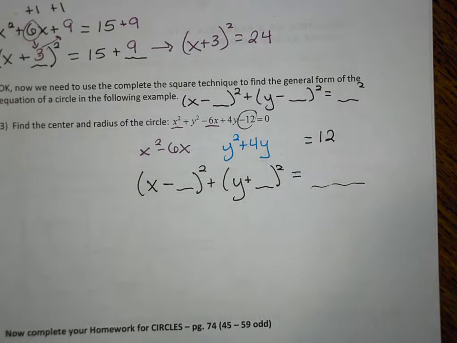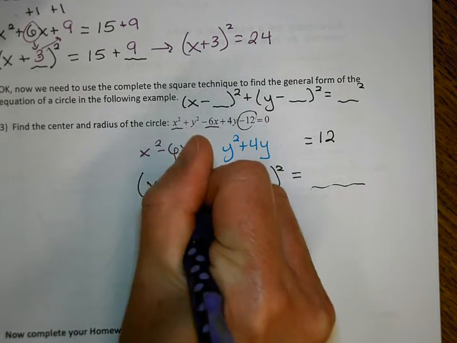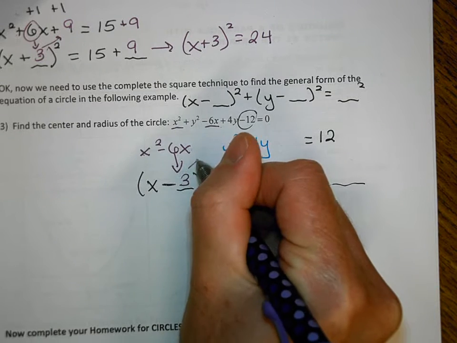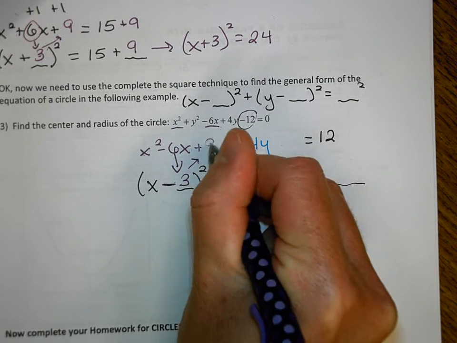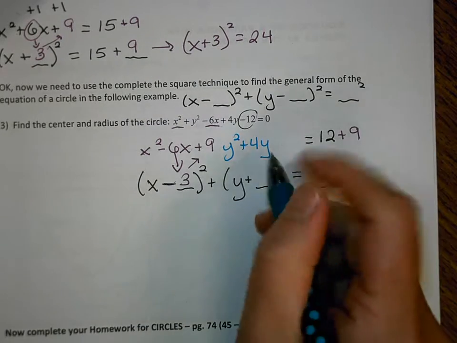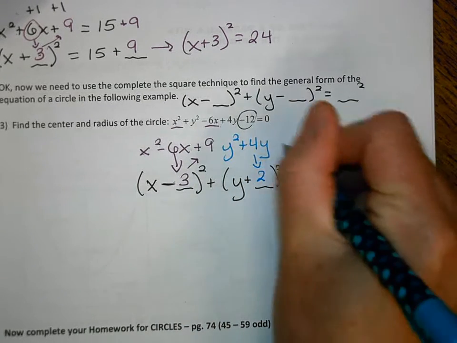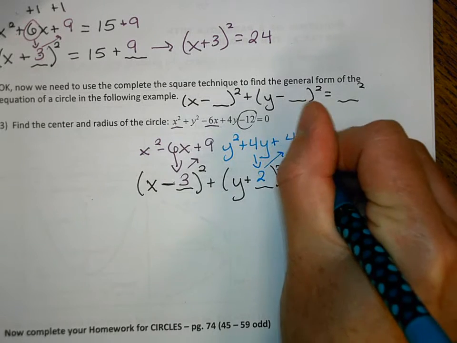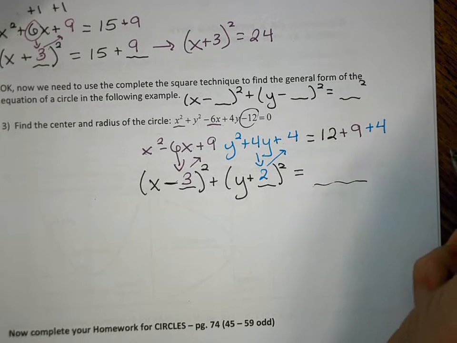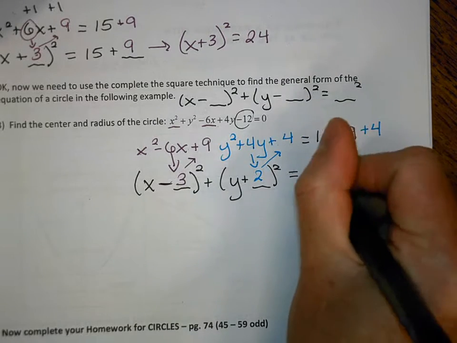So half of 6 is 3. So my 3 is going to plot right down there. You can think of negative 3. I've already written that minus there. And then 3 squared is 9, so I'm adding 9 here and on the other side of my equal sign. And then half of 4 is 2, so that's what drops down here. And 2 squared is 4, so I'm going to add it on this side of my equal sign and the other side to keep things balanced once again. And then 12 plus 9 plus 4 gives me 25.